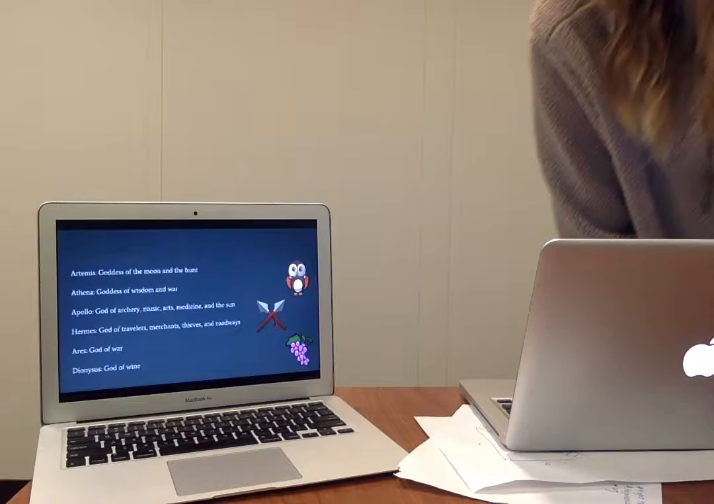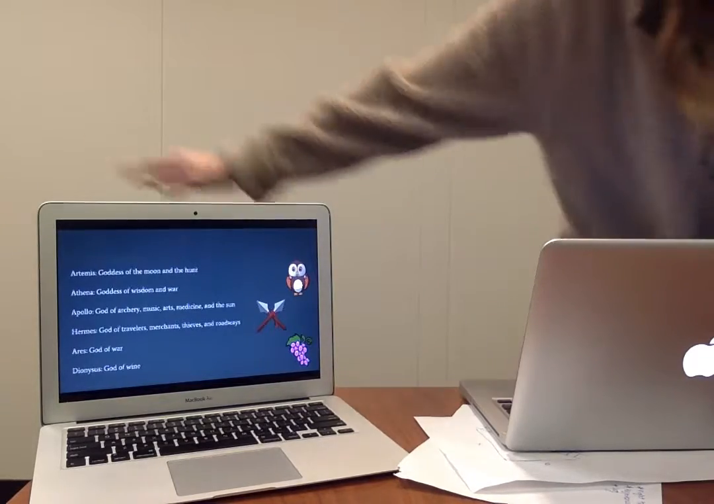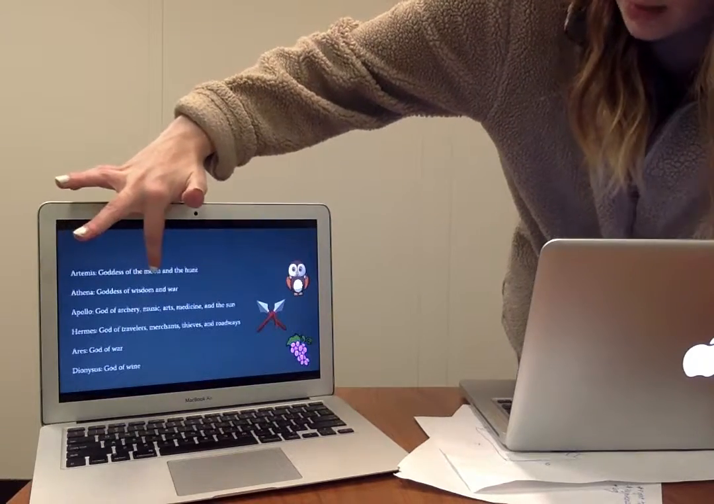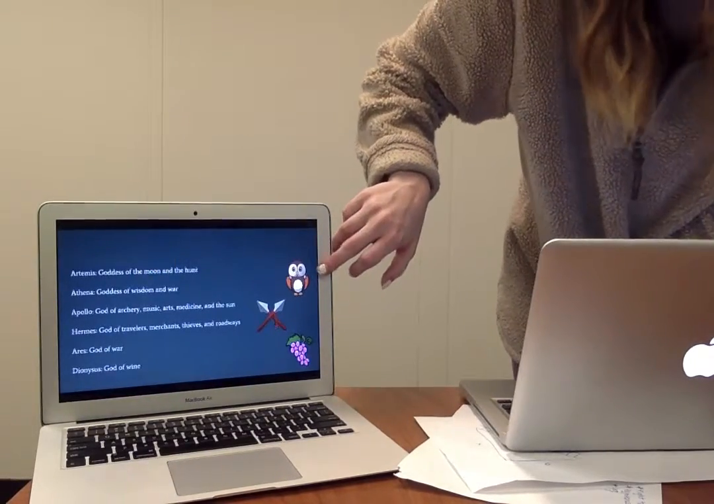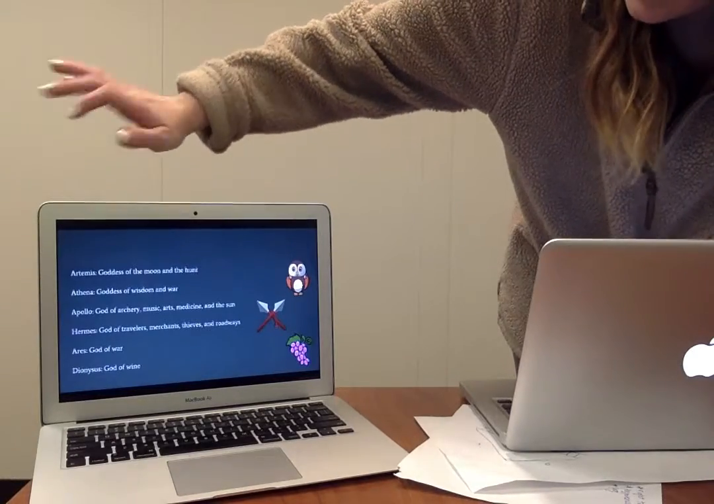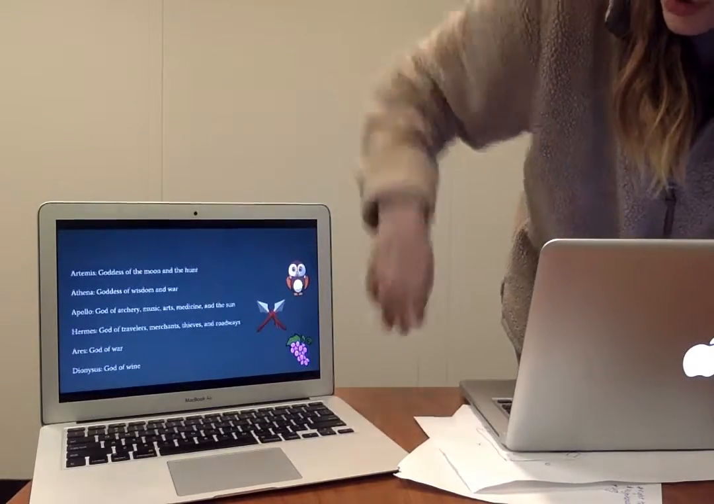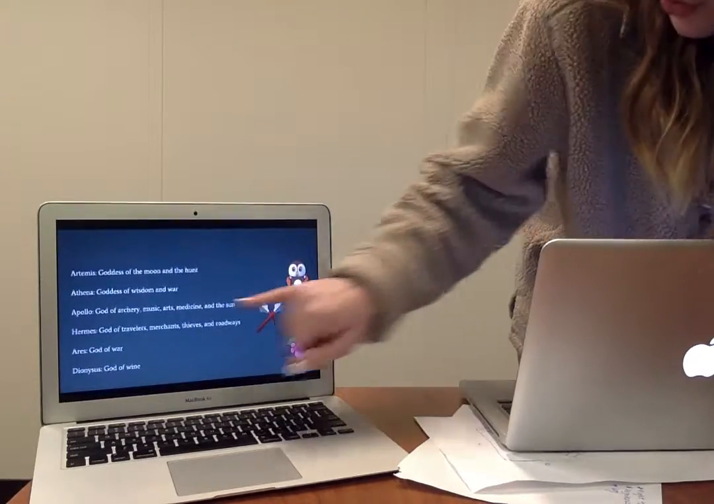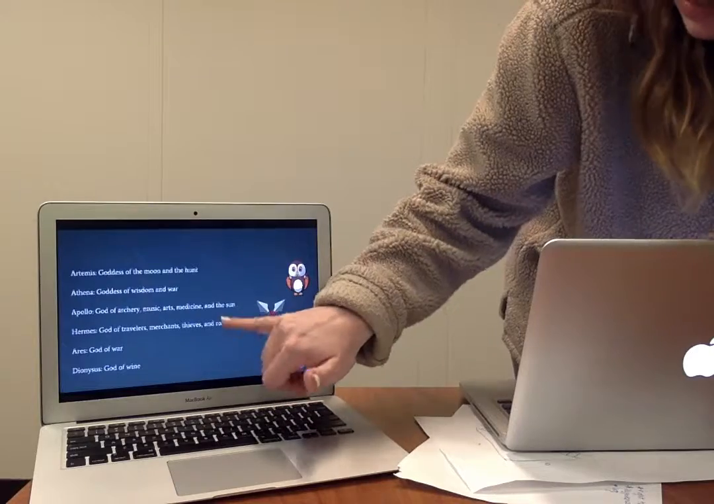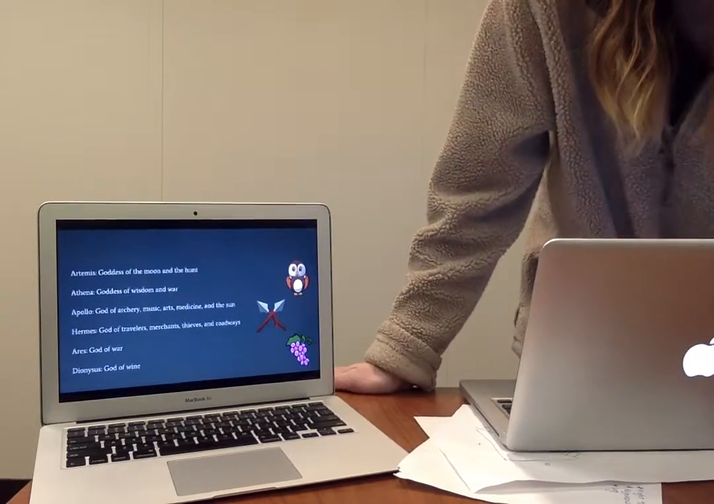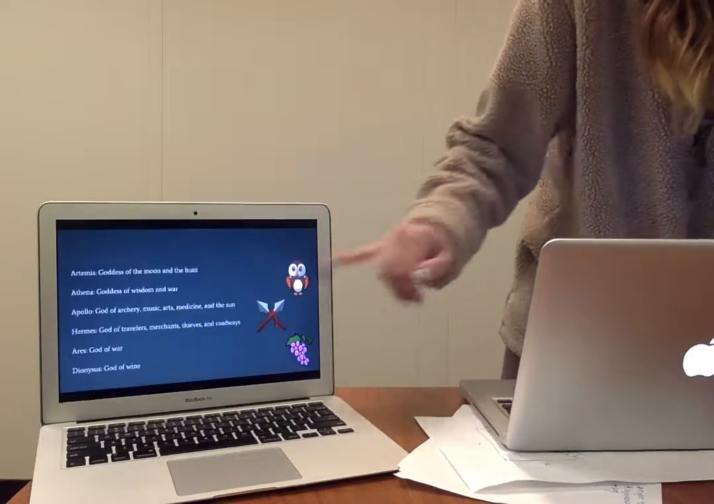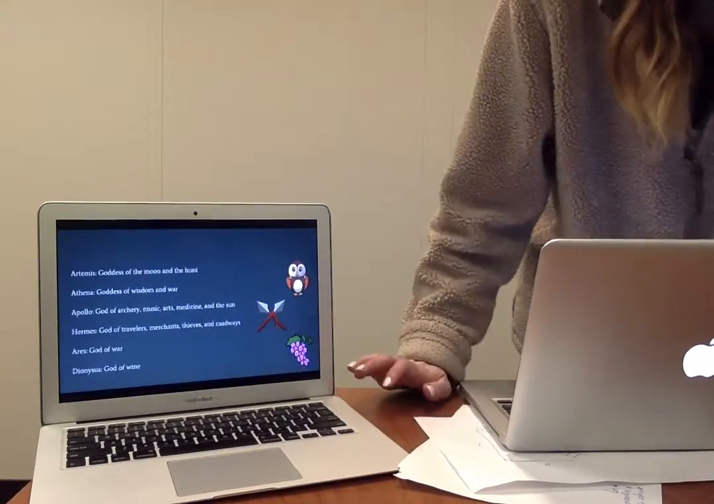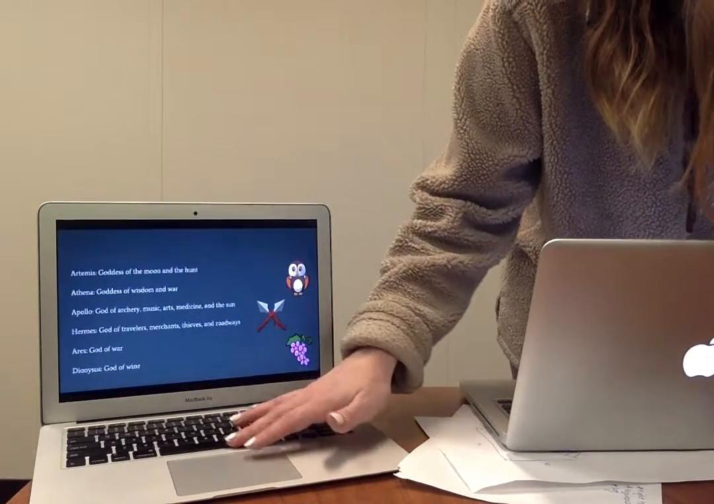Some other really common gods that we see in Percy Jackson are Artemis, who's the goddess of the moon and the hunt; Athena, who's the goddess of wisdom and war, and she's represented by this owl; Apollo, who represents music, arts, medicine, the sun, and archery. Hermes is the god who relates back to the winged shoes. He's the god of travelers, merchants, thieves, and roadways. Ares, who's going to come up again later, is the god of war, and we've represented him here with some weaponry. And then Dionysus is the god of wine, who we've represented with grapes.